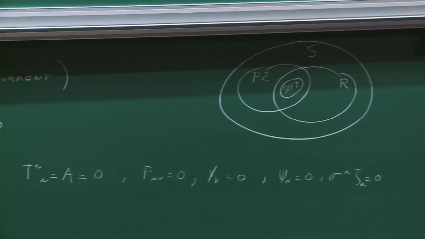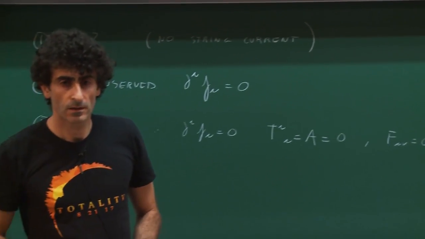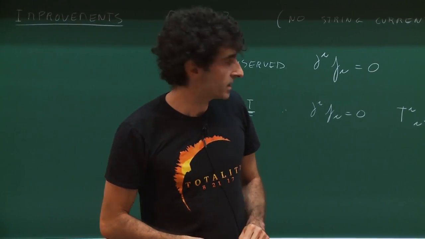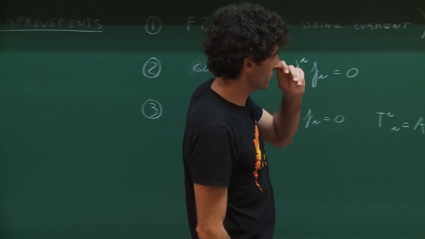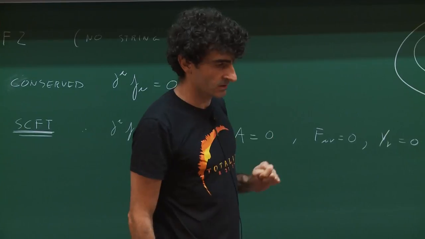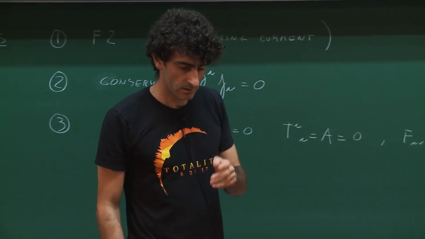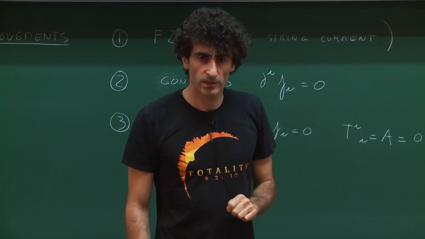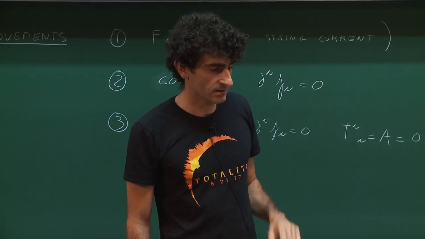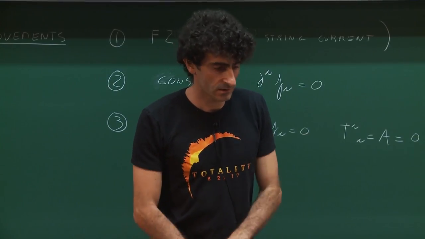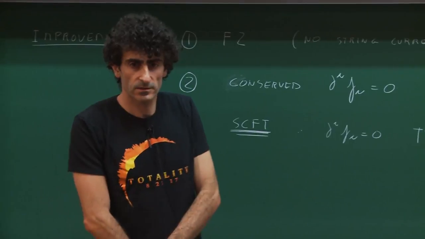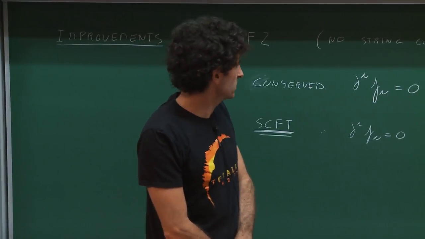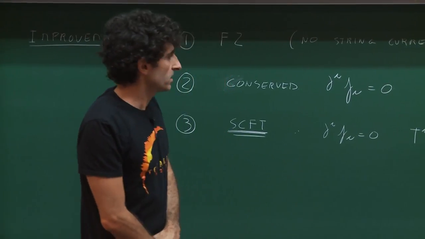What happens if this conservation condition is broken by an anomaly? That's the same. So for instance, you could consider the case of N=1 super Yang-Mills, pure super Yang-Mills. Classically, it has an R symmetry, but it's broken by the anomaly. So that means that this theory does not have an R multiplet.